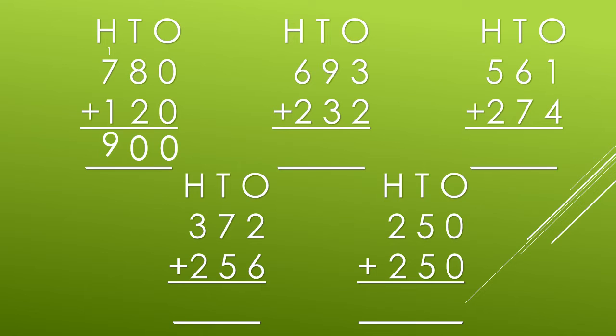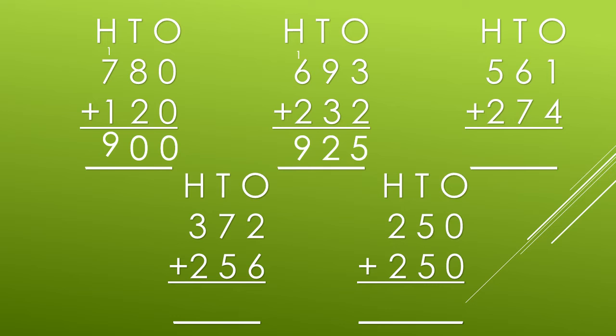In the next sum, numbers are 693 and 232. First, add the ones. 3 plus 2 equals 5. Write 5 under ones. Now add tens. 9 plus 3 equals 12. 12 tens means 100 plus 2 tens. So write 2 under tens and carry 1 forward to hundreds. Now add hundreds. 1 plus 6 plus 2 equals 9. Write 9 under hundreds. So 693 plus 232 equals 925.